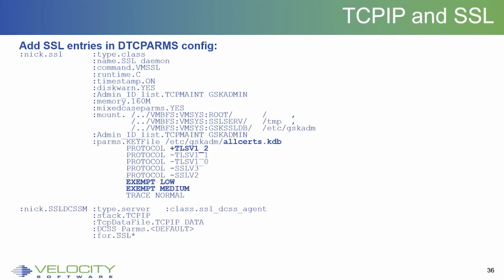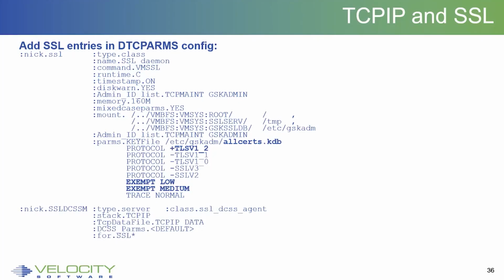The second file you want to pay attention to is your DTC parms file or configuration file. There's 2 entries in there that you're going to want to have. And these are all defined in the TCP/IP manual, but these are the things that you're going to want to have. And I highlighted specifically portions that you want to pay attention to.